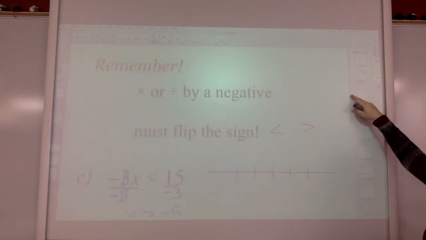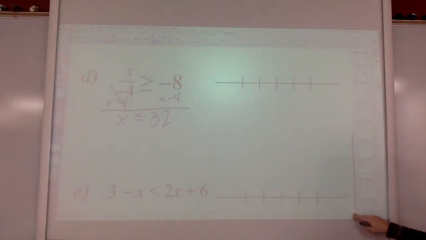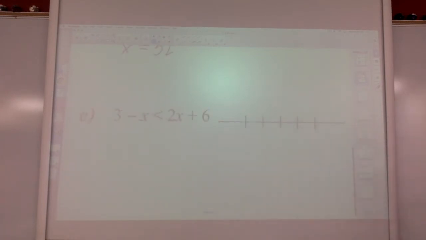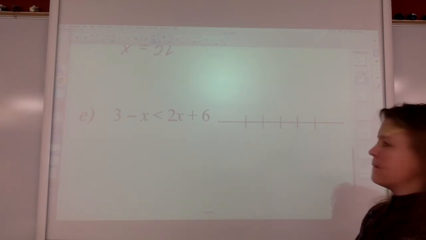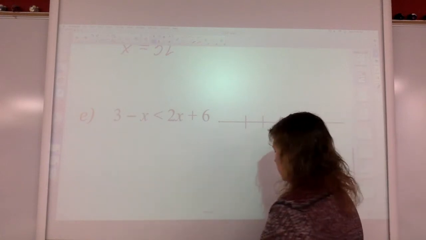Oh, was there a part E maybe? Just checking. Oh, there is. Example E. Go ahead and pause it, write this one down. This one we'll do the whole thing and graph it. 3 minus x is less than 2x plus 6. We're going to want all of our x's on the left side of the equation.